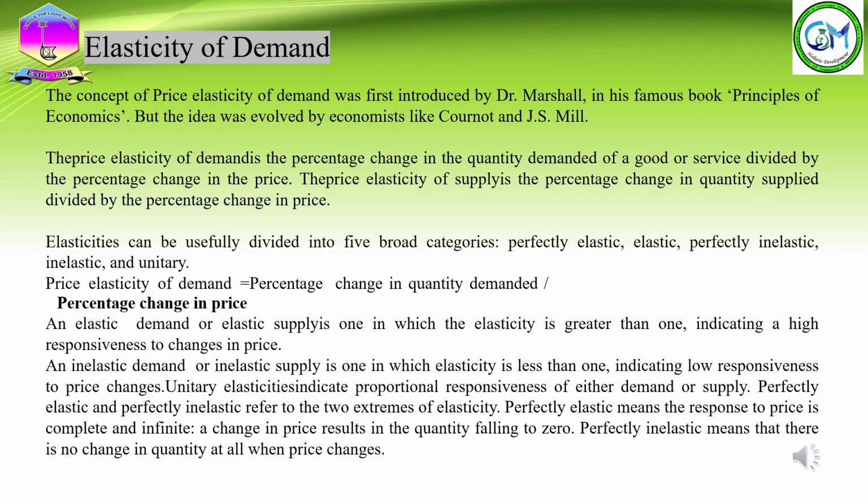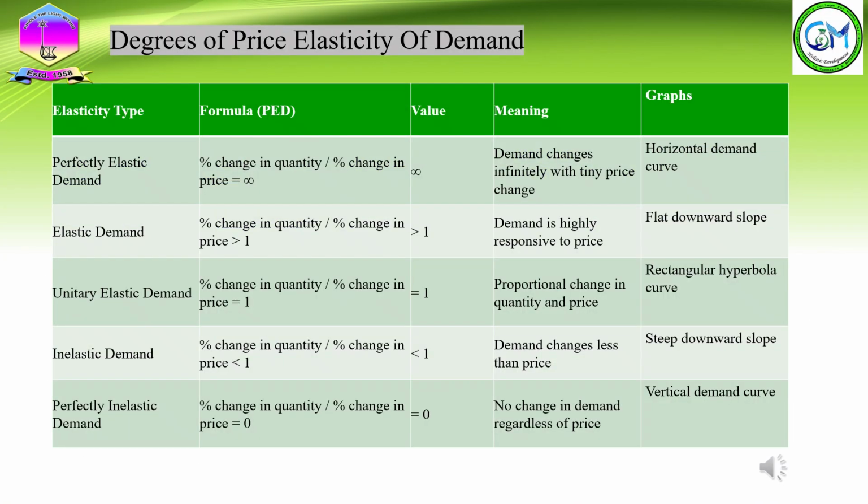There are different degrees of price elasticity of demand. Those are perfectly elastic demand, perfectly inelastic demand, unitary elastic demand, relatively elastic demand, and relatively inelastic demand. In the next slide, we are going to discuss in detail the degrees or types of price elasticity of demand. There are 5 types: perfectly elastic demand, elastic demand, unitary elastic demand, inelastic demand, and perfectly inelastic demand.